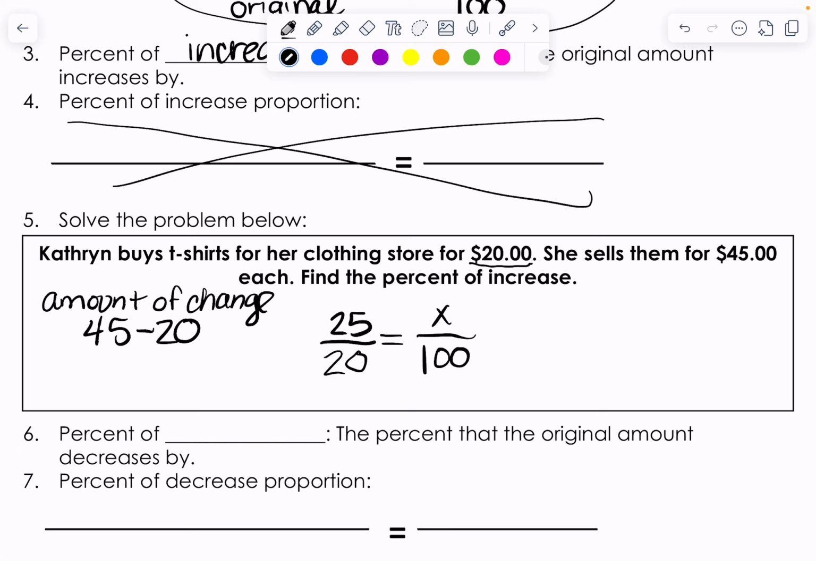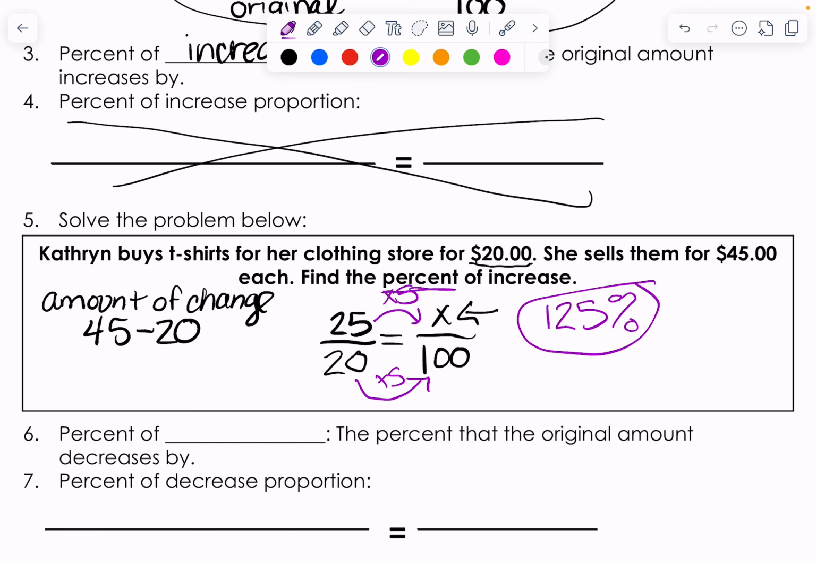Now when I look at this, number one, I know that my percentage is going to be a number larger than 100% because the 25 is larger than the 20. I also see a mental math relationship here. So 20 times 5 would give me 100. So then 25 times 5 would be 125. And then because we're solving for a percent, we also have to make sure we have that percent sign on there.